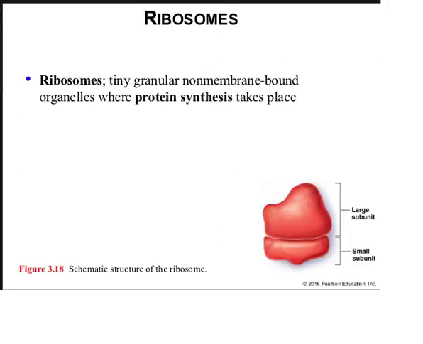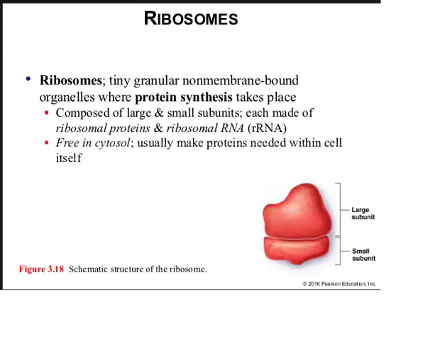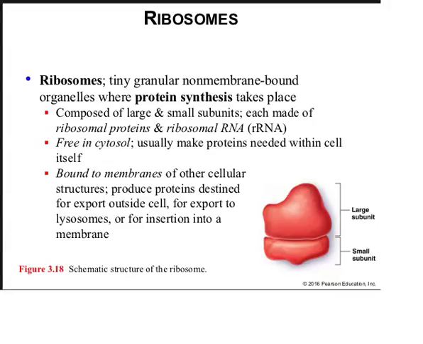Ribosomes are protein synthesis organelles. These are tiny granular non-membrane bound organelles that manufacture proteins by assembling amino acids into a chain, which we know from the previous chapter is the primary structure. It's made up of a large and small subunit. Each is made up of ribosomal proteins and ribosomal RNA. Some are found free in the cytosol and make proteins needed within the cell itself, while others are bound to the membranes of other cellular structures, primarily the rough endoplasmic reticulum, and generate proteins destined for export outside the cell, for export to a lysosome, or for insertion into the membrane of a membranous organelle or the plasma membrane, or say the nuclear membrane, for instance.